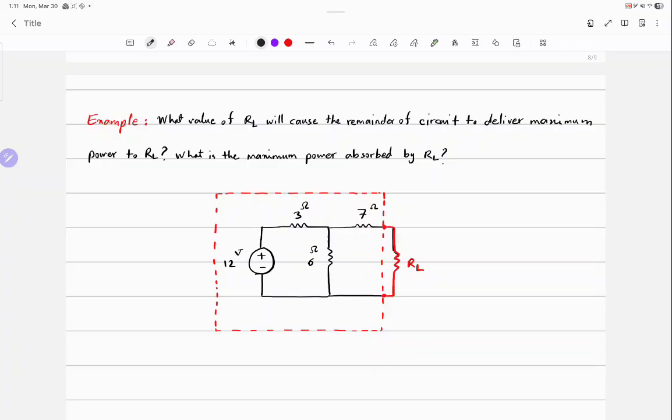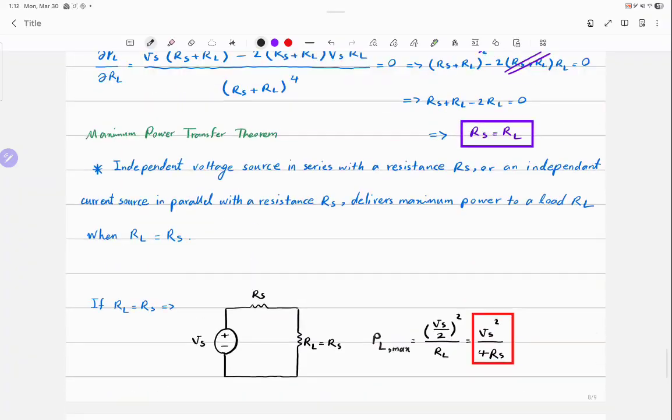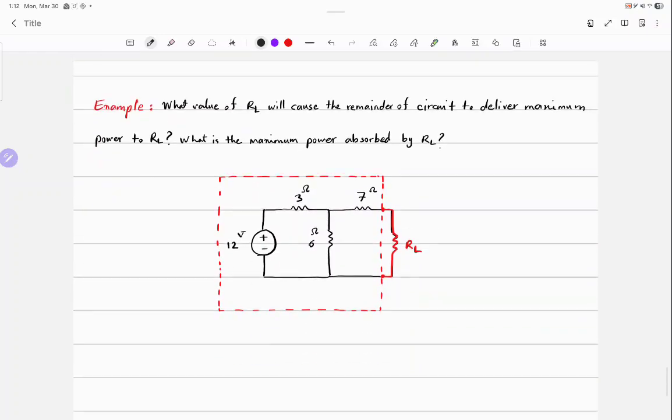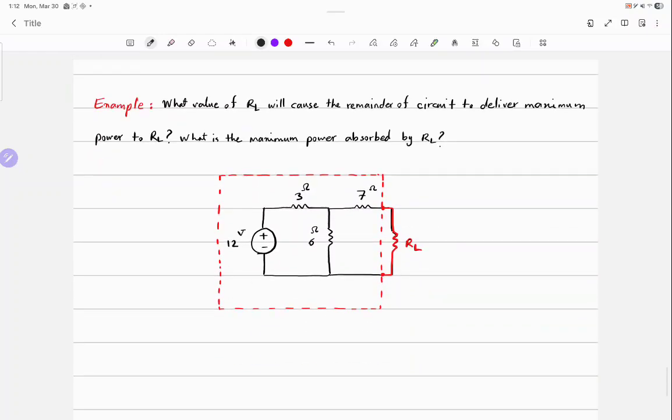So RL should be 3 ohms in order to receive the maximum power, and the maximum power received by that is going to be 12 squared over 4 times 3, right? Based on the two equations that we did. RS should be RL, and VS squared over 4RS. So I can just say RL should be 3 ohms, and the maximum power delivered to it is 12 squared over 4 times 3. And I just didn't care that there's a 6 ohm and 7 ohm in the middle.